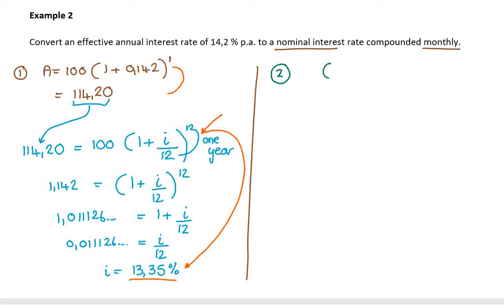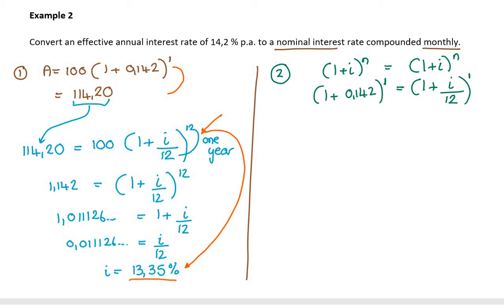Okay, now what was the second method? The second method was, I always say, right, 1 plus i to the power of n has to equal 1 plus i to the power of n. Now what have I been given? I've been given 14.2%, so compounded annually, so divide by 1 basically, for 1 year, and I'm trying to convert that to an interest rate compounded monthly for 1 year, which would be 12 months. So if you work this out, you get 1.142, which equals 1 plus i over 12 to the power of 12, and you'll notice that's exactly the same step as there.